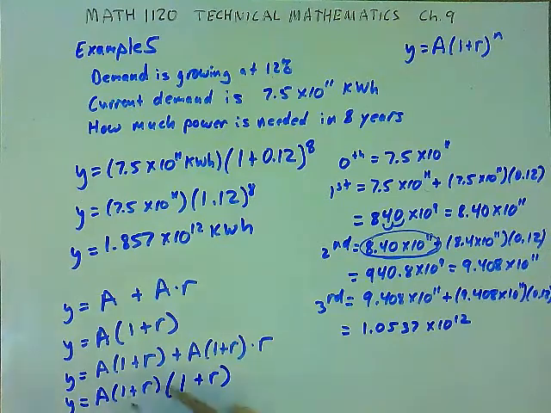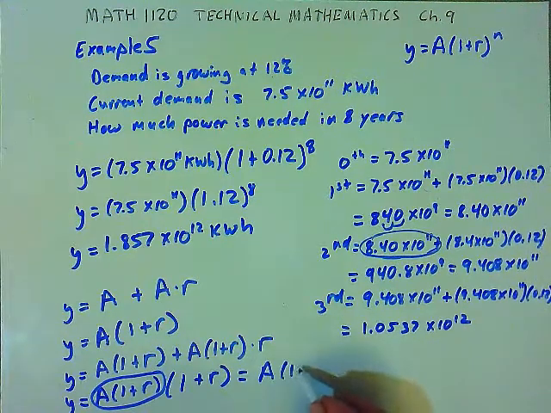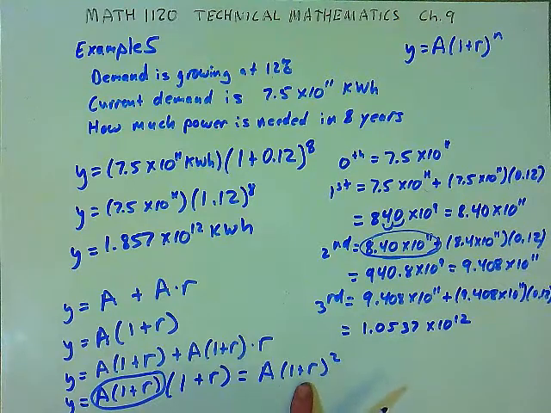Okay, and so I know this is correct because if I take all of this and I distribute it into this set of parentheses, all of this times 1 is A times 1 plus R, and A times 1 plus R times R is A times 1 plus R times R. And so what I'm seeing here is that I have 1 plus R times 1 plus R. That is the same thing as 1 plus R squared. And so at the second year, the exponent becomes 2.